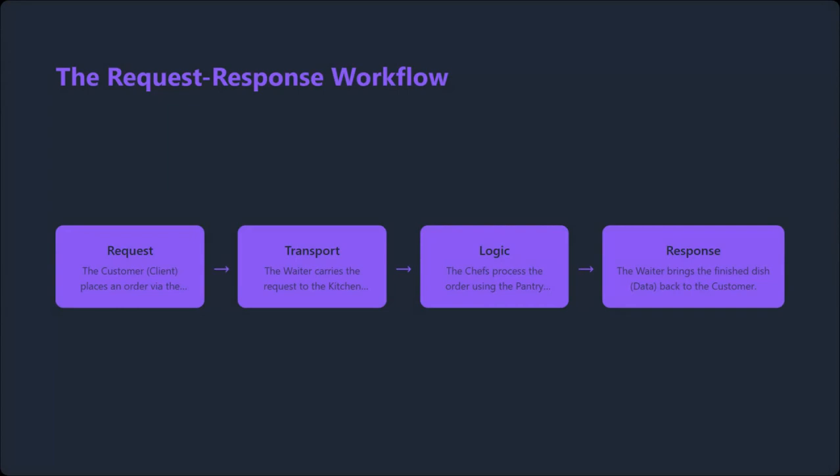Now, let's look at the actual flow. 1. The request is made, order placed. 2. Transport, waiter walks to kitchen. 3. Logic, chef prepares food. 4. The response, waiter brings the plate back. This cycle happens every time you click a button on a website.